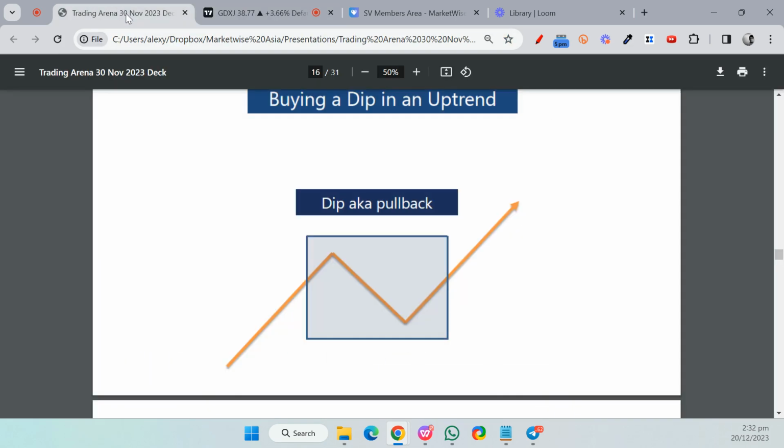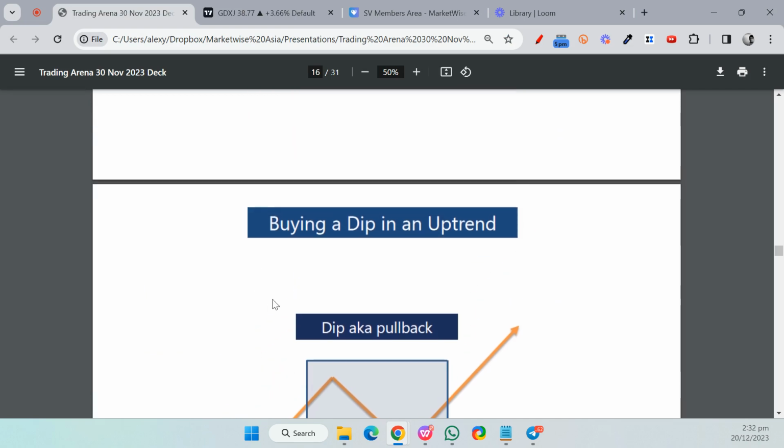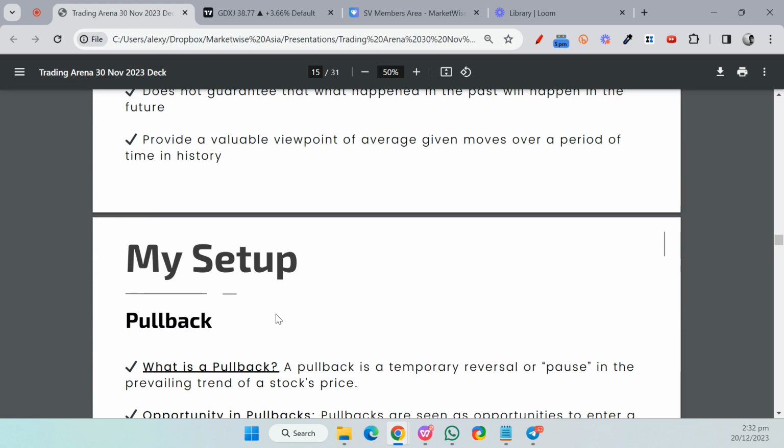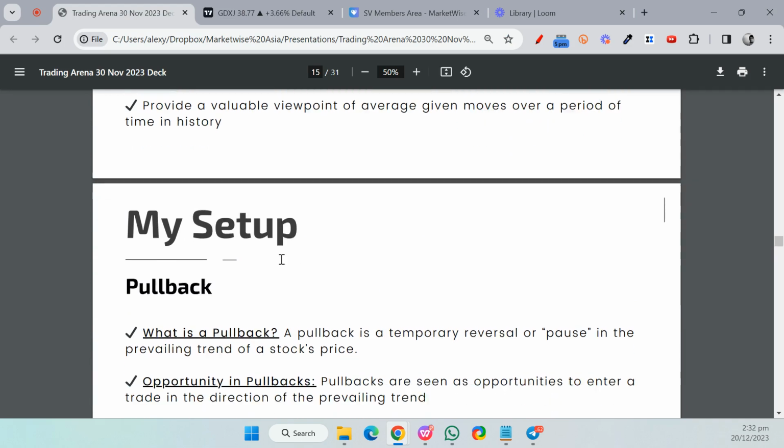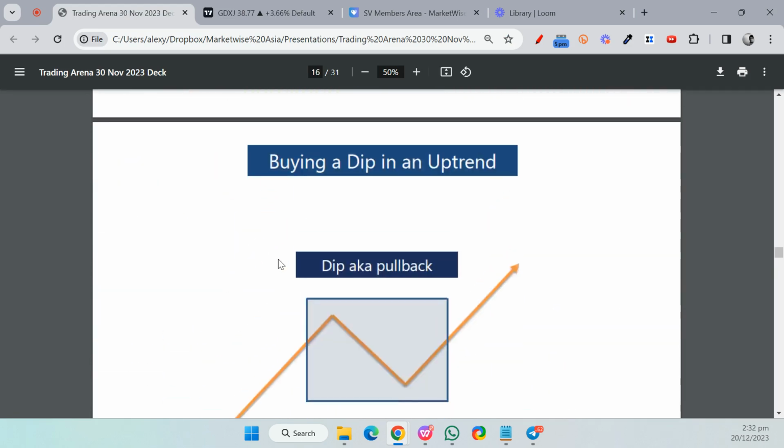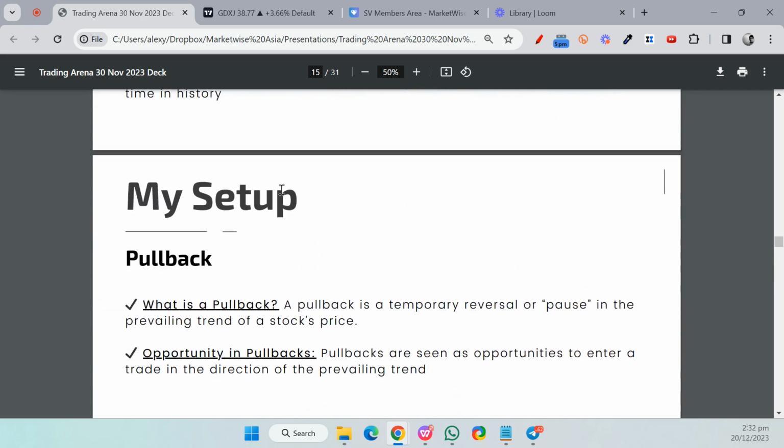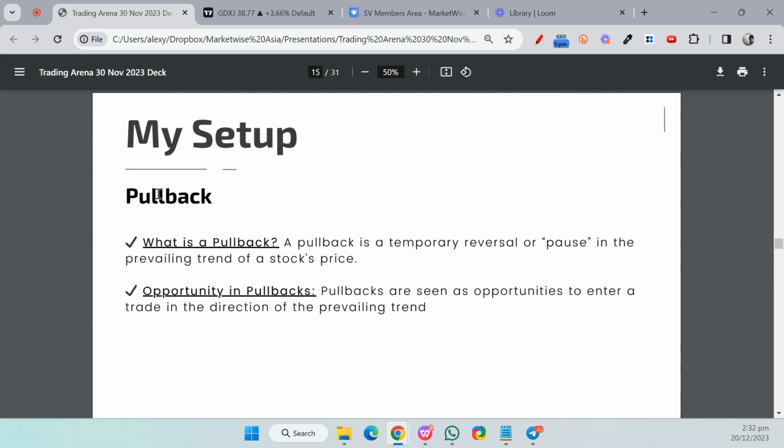Okay, so this is the presentation deck that I did some time ago in November, where I mentioned my setup and my entry trigger during the trading arena. At that point in time, I mentioned that my preferred setup is a pullback before I enter into any stock or ETF. A pullback means that when price has gone up, I want price to come back down again. So what is a pullback? A pullback is a temporary reversal or a pause in the prevailing trend of a stock price.